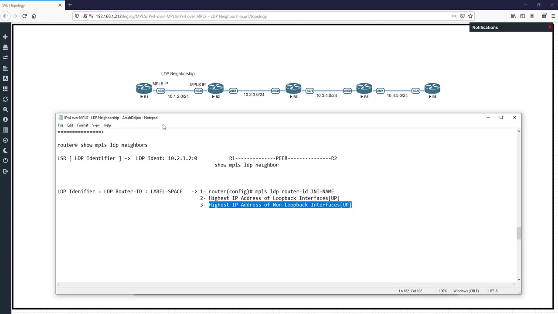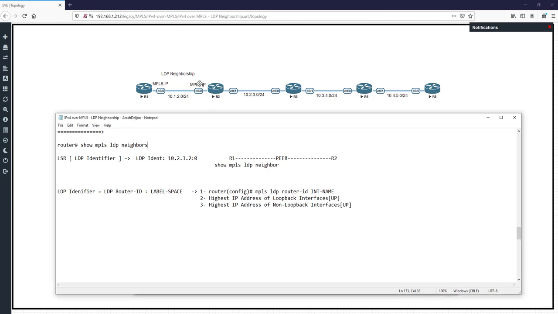Let's check it. In R2, what is the highest IP address? R2 has two interfaces. One interface's IP address is 10.1.2.2 and the other is 10.2.3.2. Because of that, 10.2.3.2 is higher and selected as the router ID.